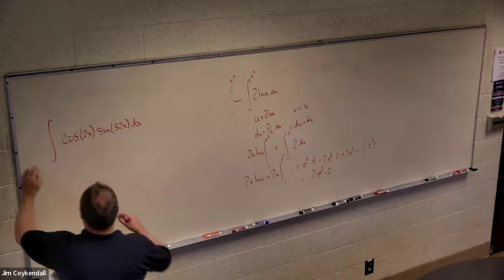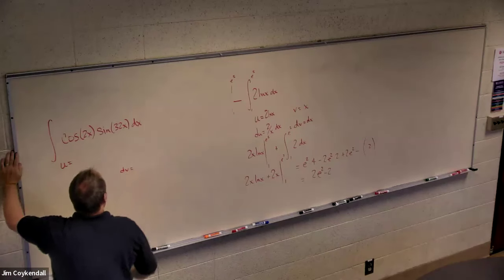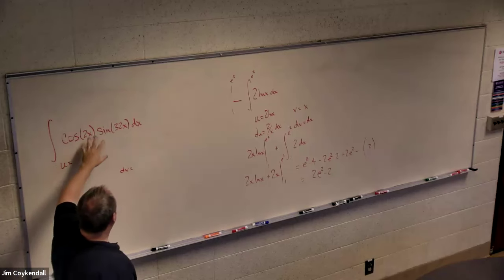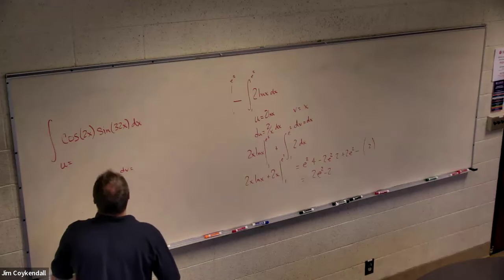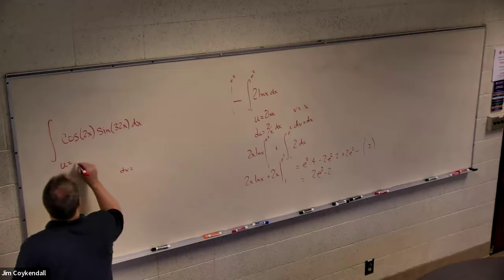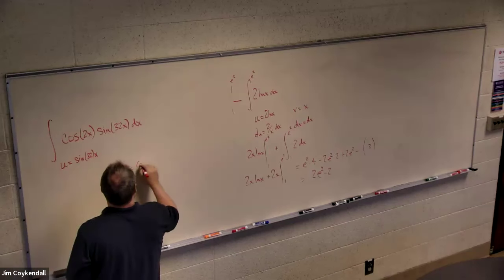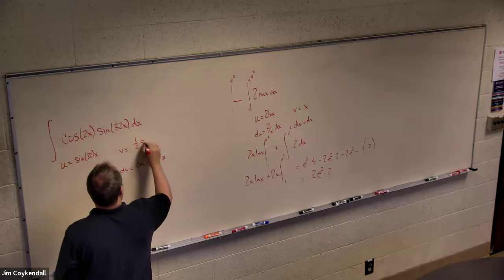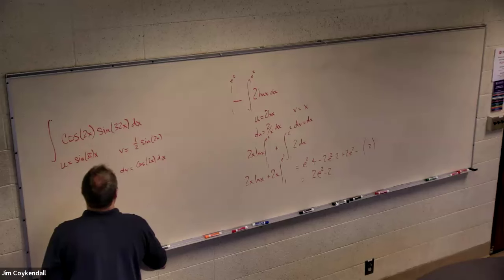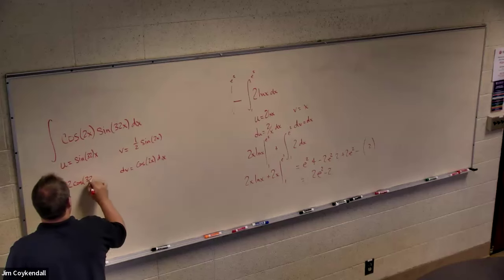So let's find the antiderivative. Let's let u equal... Now, in these kinds of problems, I would consider both of these sort of equally evil with respect to integrating them. So I'm going to go with sine 32x right here for u and cosine 2x dx for dv. So v is 1/2 sine 2x, and du is 32 cosine 32x.